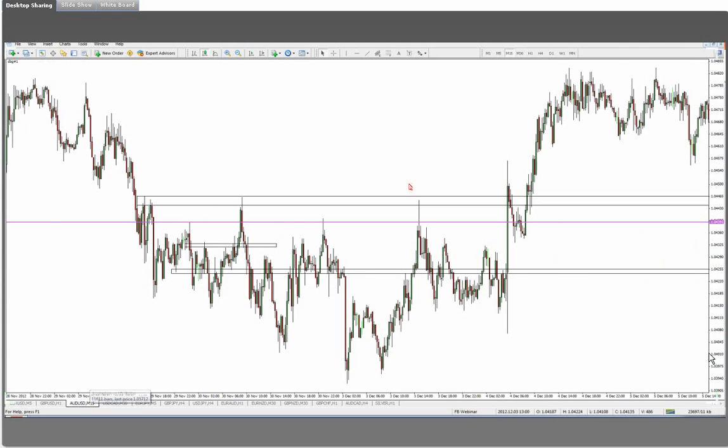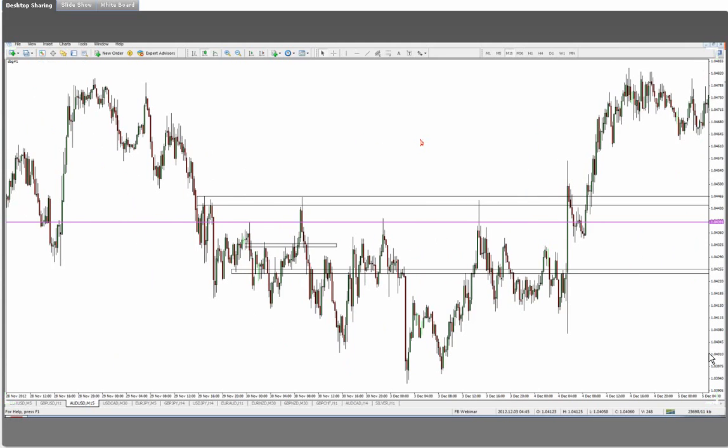Aussie dollar M15, there's a couple on this one. Let me just go back over some questions.